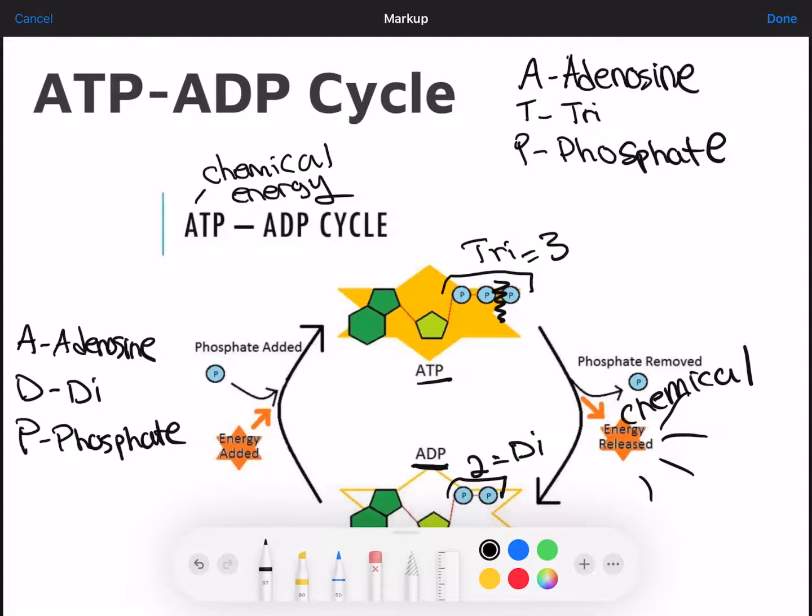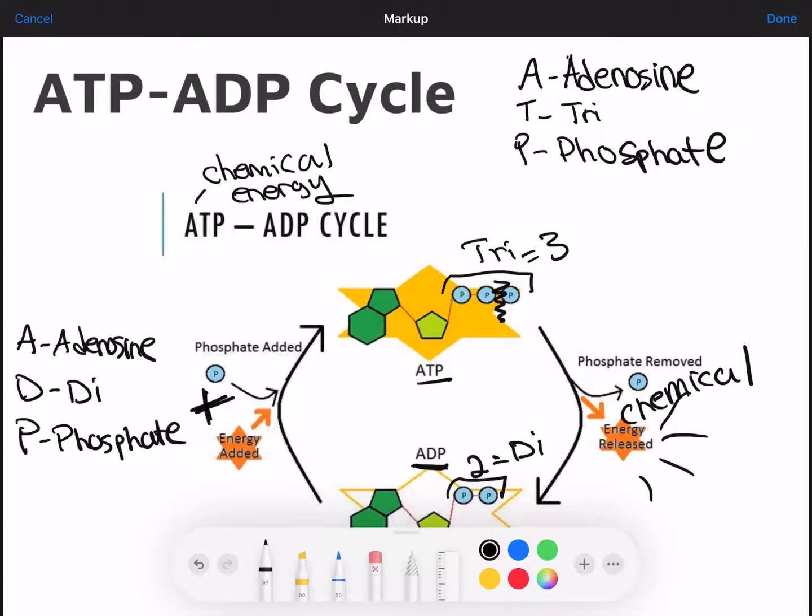In order to actually get back to ATP, basically refill your wallet with cash, you have to add energy by adding a phosphate. Once you do that, you get back to ATP, which is adenosine triphosphate.